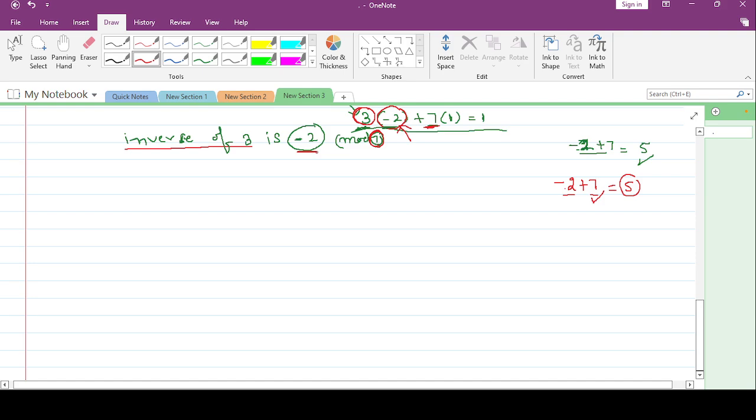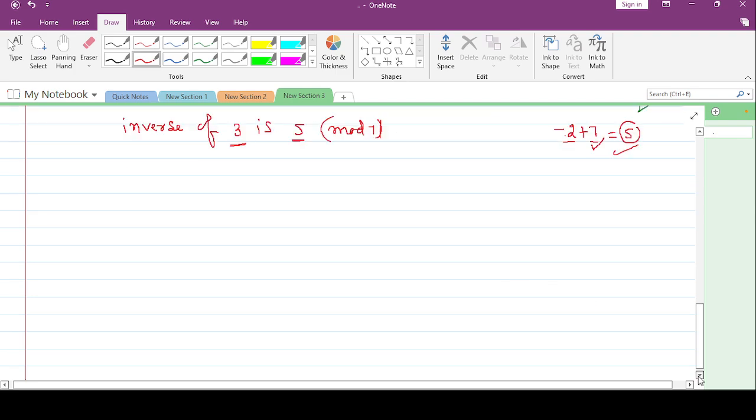So there is no need to add the next multiple of 7. Okay, so you can say that the inverse of 3 is, minus 2 plus 7, which is 5. So 5 under modulo 7. So what is the inverse of 3? Inverse of 3 is 5 under modulo 7.